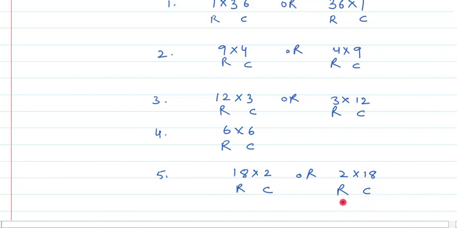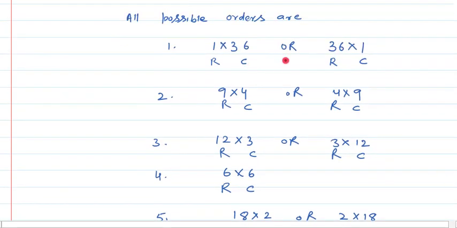So it means we need to find out all the pairs of the factors of 36 which provide us the multiplication of the rows and columns as 36, which is the number of elements in a matrix.